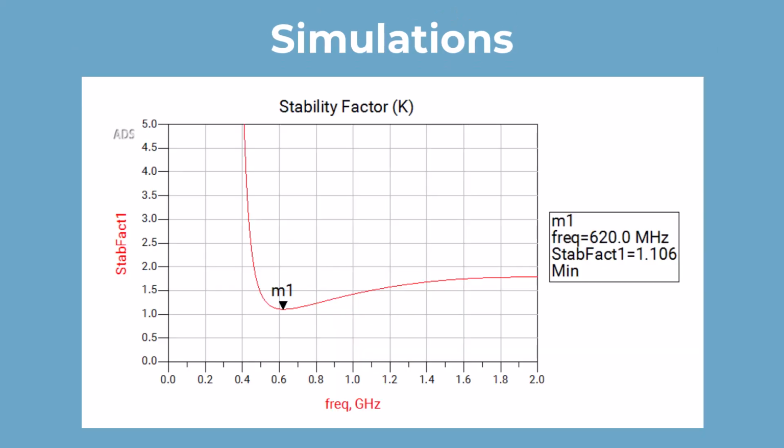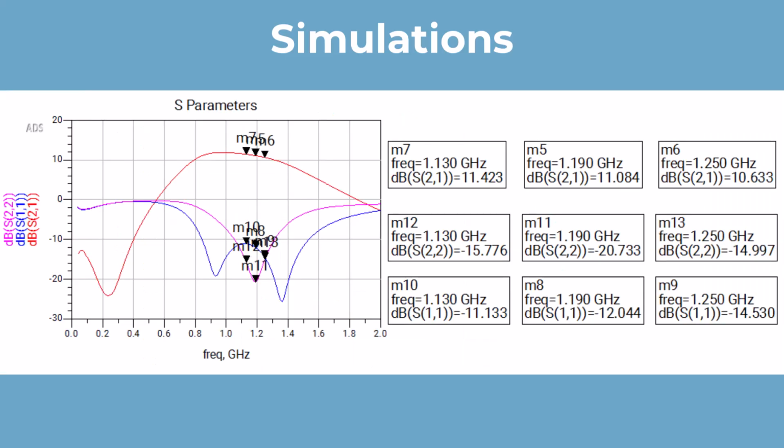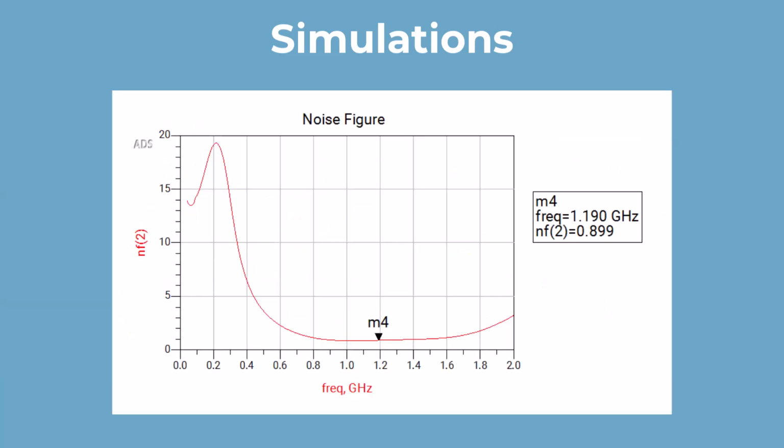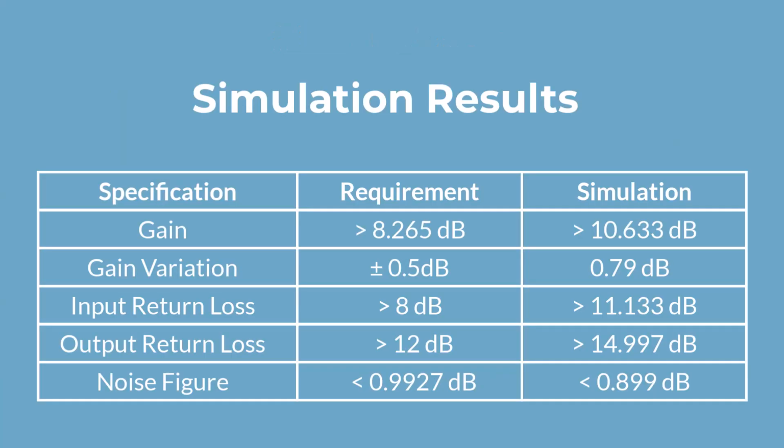Here are the simulation results for our circuit. The stability factor is above 1 at all frequencies. This shows that our circuit is stable at all frequencies. Here are the S parameters of our circuit. Here is the noise figure of our circuit. Here is the summary of the simulation results. As can be seen, our circuit satisfies all the requirements of the project.